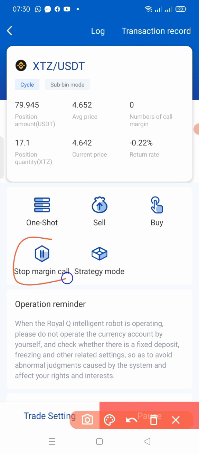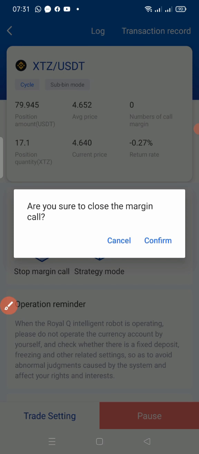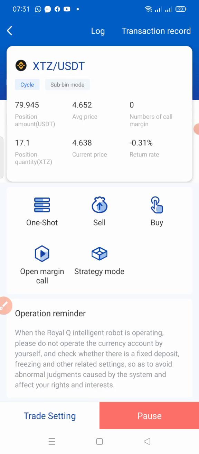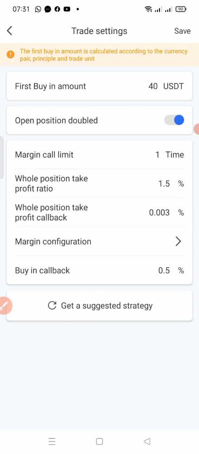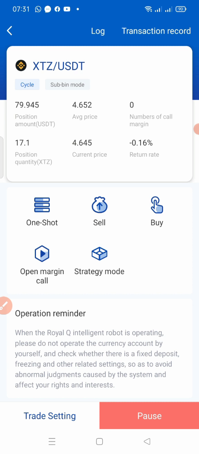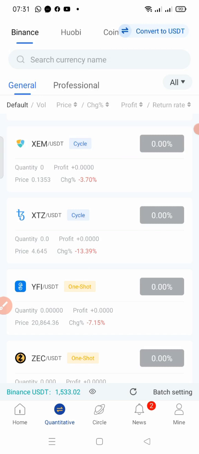Ensure you stop margin call. That is extremely important. If you stop margin call before you start the trade, when you start the trade it's going to open up margin call again. So please, be careful and make sure you stop margin call. That's what you have to do every single time.